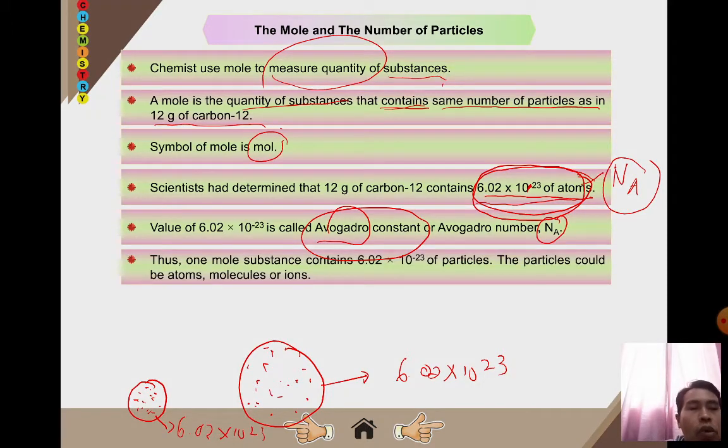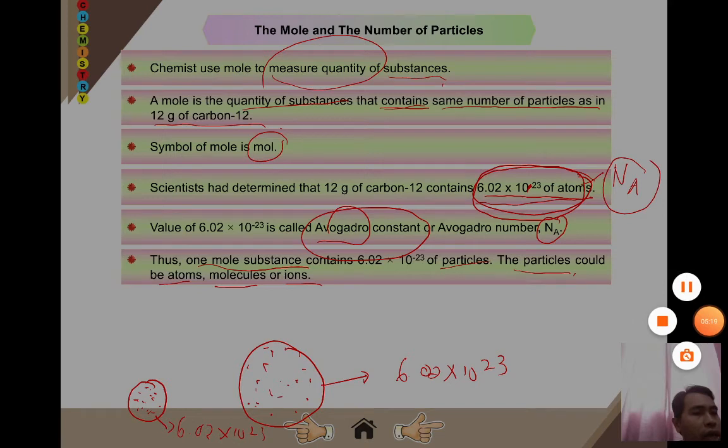Okay, thus 1 mole substance contains 6.02 times 10 to the power of 23 of particles. Okay, 1 mole sesuatu bahan mesti mengandungi 6.02 kali 10 kuasa 23 bilangan zarah. The particles di sini boleh jadi atoms, boleh jadi molekul, boleh jadi ions. Particles adalah suatu benda yang umum. Particles zarah. Zarah terbahagi kepada 3: atoms, molekul and ions.